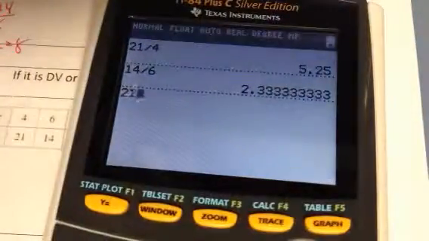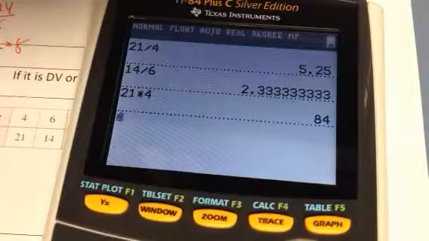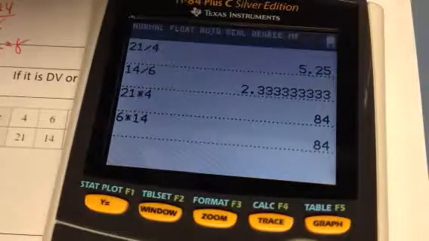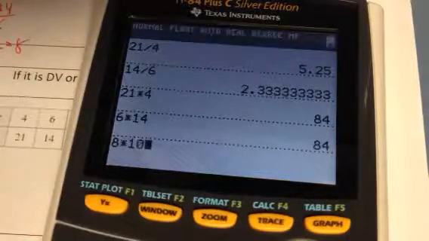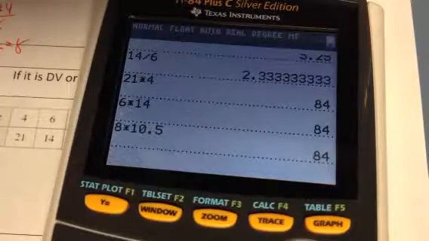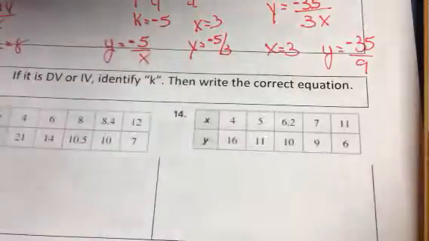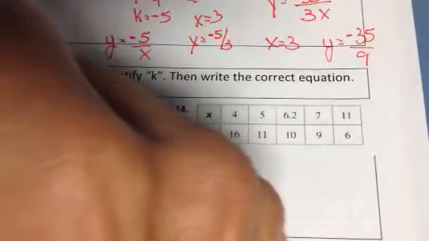So 21 times 4, 6 times 14, I'm getting the same number, 8 times 10 and a half. They're probably all going to work. Sorry, let me go back to this. This is my k, this 84 that kept showing up. Since the product version worked, this is inverse variation. And now I can write my equation.